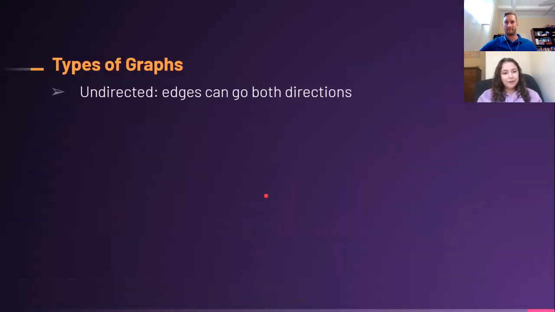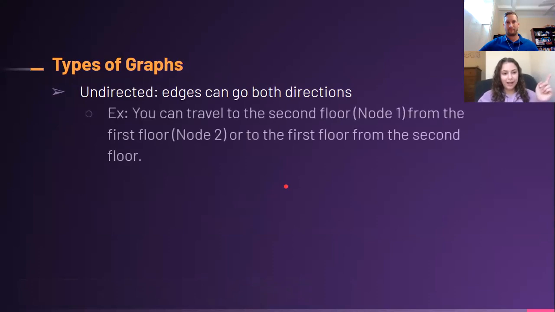As for types of graphs, we have undirected, which means that edges can go both directions, meaning that it can go between the two nodes either way. A great example is a staircase where the two nodes are the first floor and the second floor, and you can either go up or down. There's really no intended direction for a staircase.